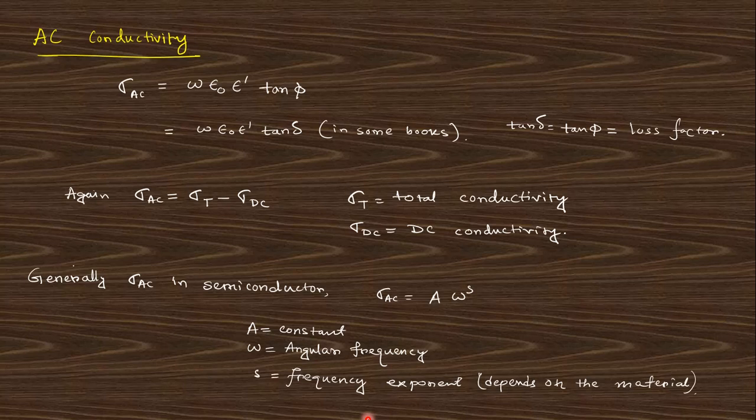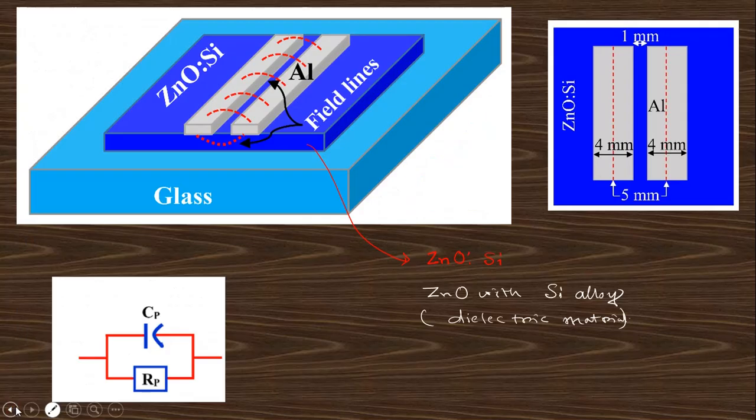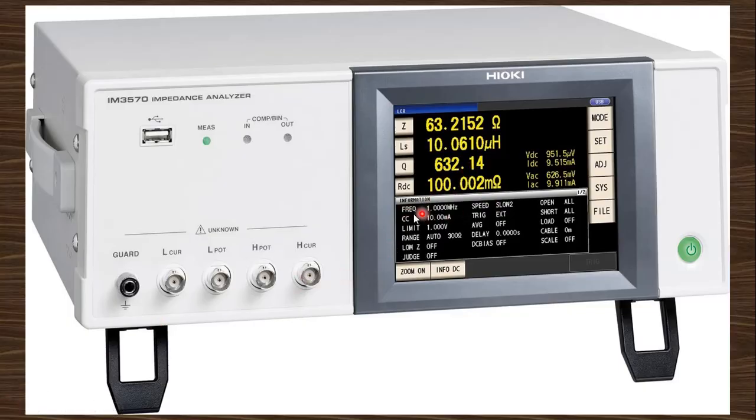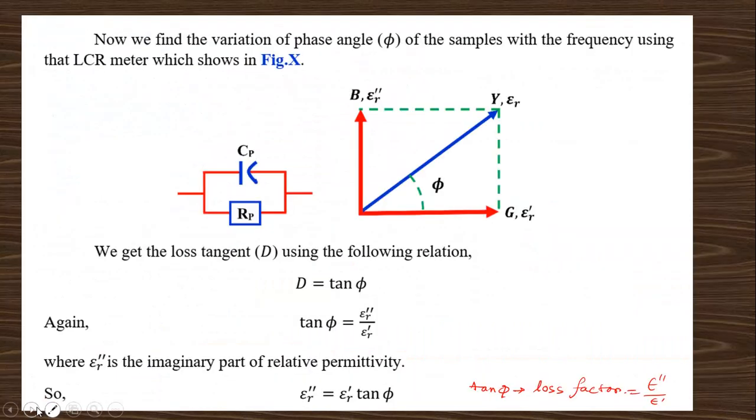Actually we get the AC conductivity from this Nyquist plot, and by taking the value of s, we match this curve. From this instrument we get the value of the AC conductivity, just by taking the Nyquist plot.